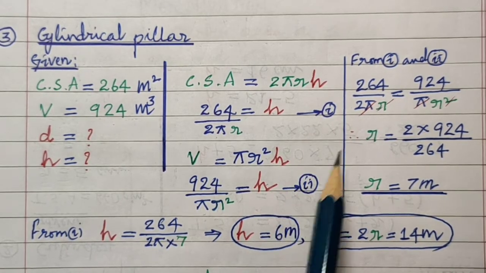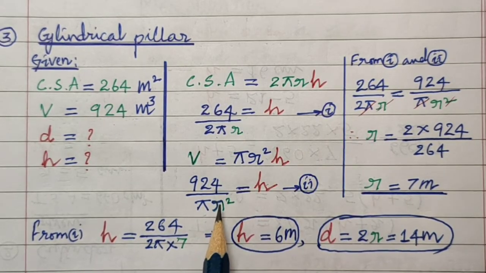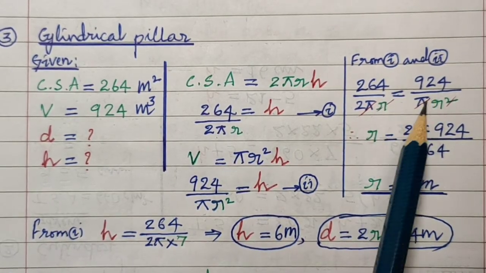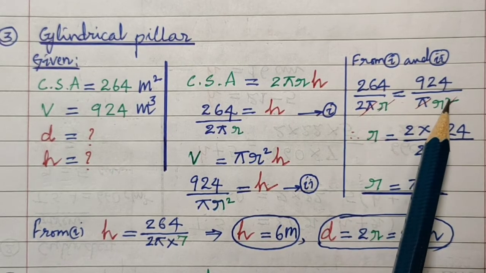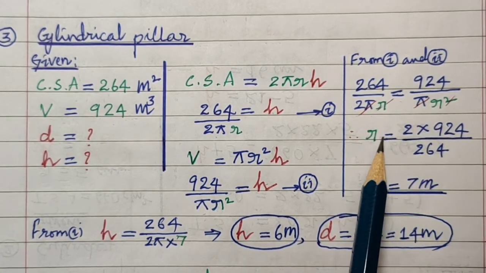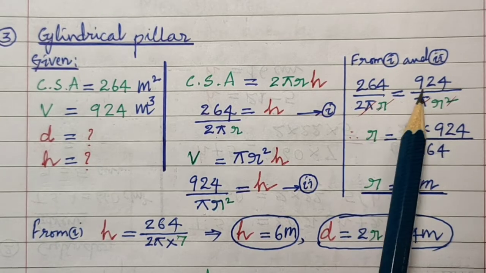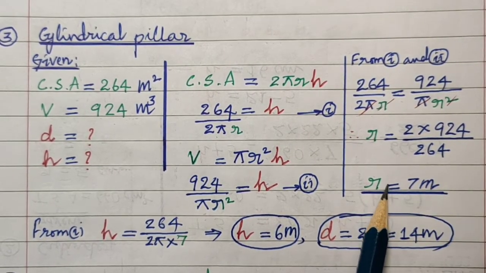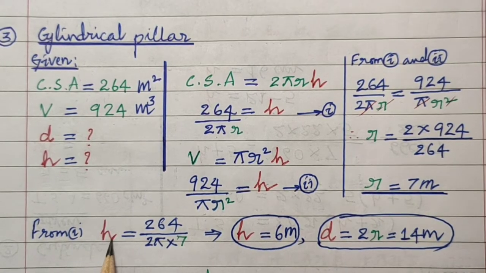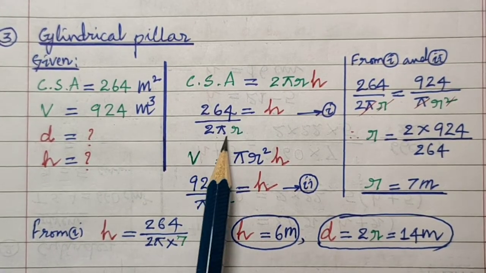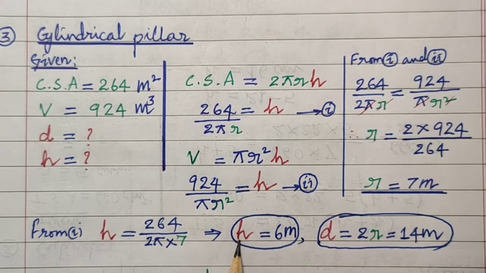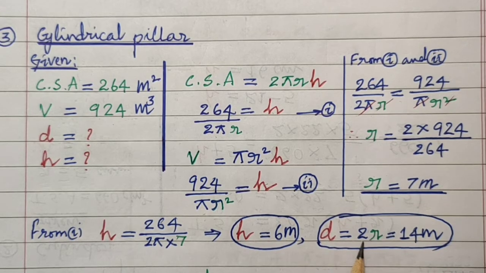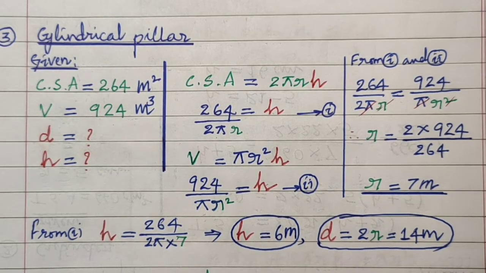From 1 and 2 we can equate these two equations so that we can find the value of r. 264 divided by 2 pi r is equal to 924 divided by pi r square. This r gets cancelled, this pi gets cancelled. Therefore r is equal to 2 into 924 divided by 264. That gives r is equal to 7 meters. From 1, h is equal to 264 divided by 2 pi into 7. That gives h is equal to 6 meters, and diameter is equal to 2 times radius, that is equal to 14 meters.